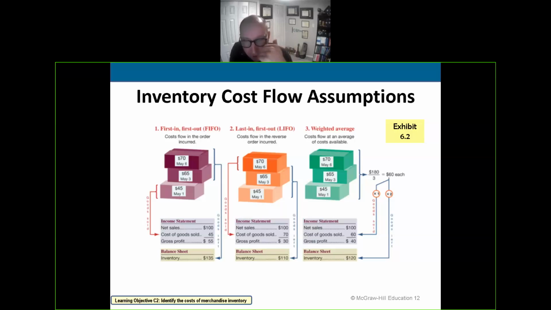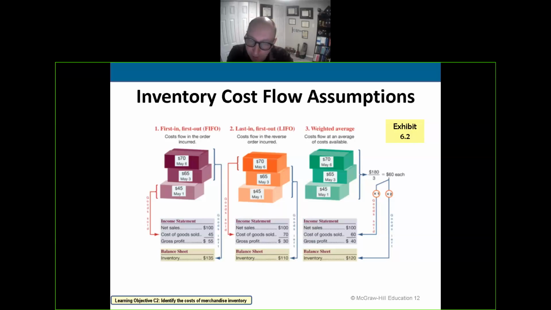Again, it's not used by a whole lot of companies because it gets complex. I mean, yeah, there's only 3 purchases here, but we already know it's going to be more than 3 on average. So weighted average sounds exactly as it is. We add up all of the purchase amounts, $45 plus $65 plus $70. That's $180.